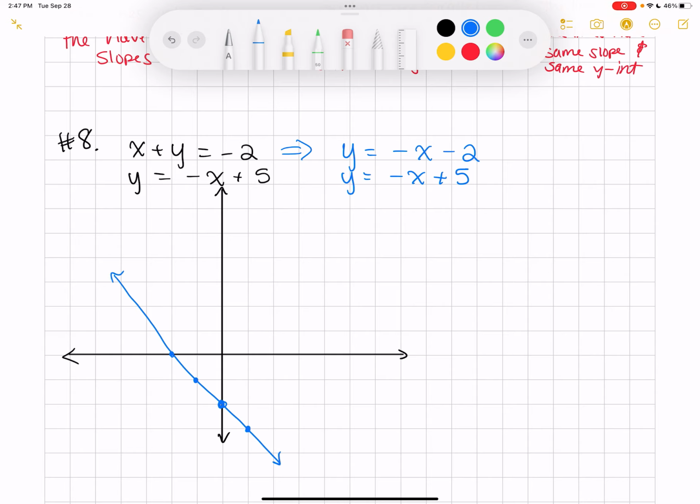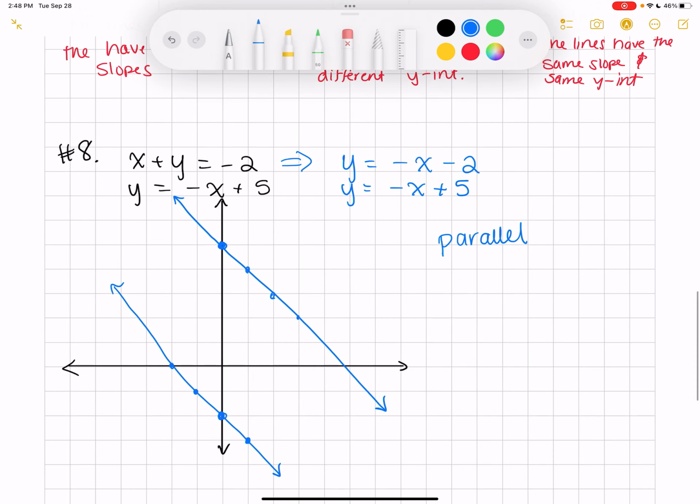Alright, the y-intercept of the bottom one is 5, and the slope is the same as before: negative x plus 5. So that's parallel. Do they intersect anywhere? No. So there's no solution.